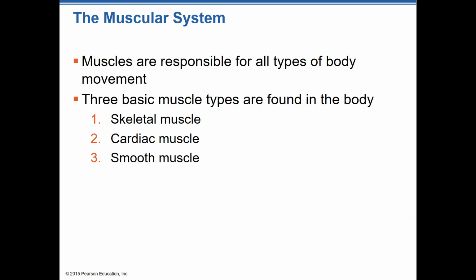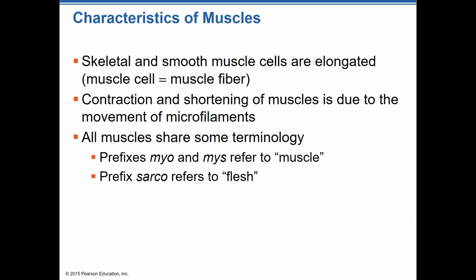So obviously what we're going to talk about today is the muscular system, and we're going to talk specifically about muscle cells and how those cells work. You do need to understand that there are three different types of muscles commonly found in the body: skeletal muscles, cardiac muscles, and smooth muscles. Skeletal muscles and smooth muscles are elongated cells, and they have what we call a muscle fiber. We call those muscle cells muscle fibers, so those two words go hand in hand.